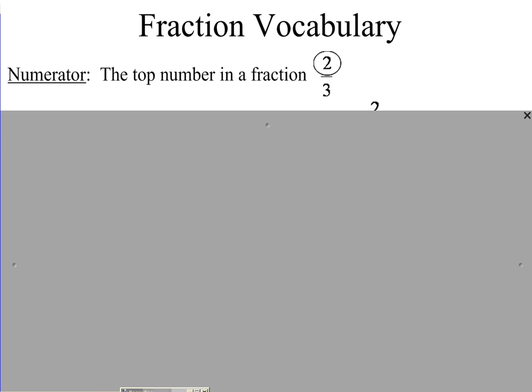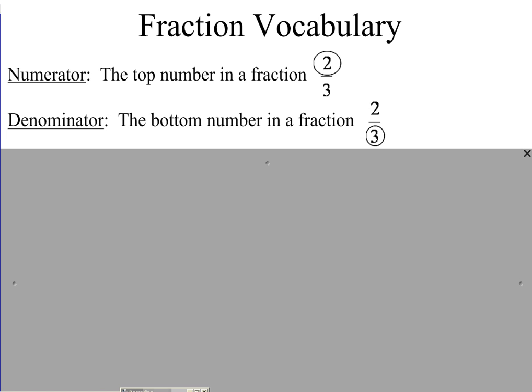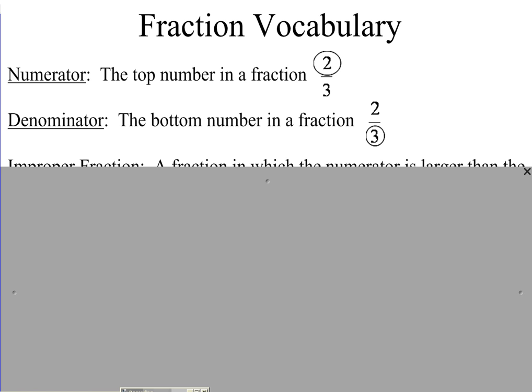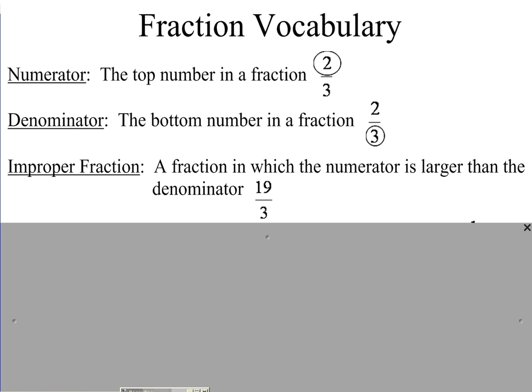So fraction vocabulary, the numerator is the top number in a fraction. In this case, the fraction 2/3, 2 represents the numerator of the fraction. In that same fraction, the denominator is the bottom number, in that case 3. So 2 is the numerator, 3 is the denominator. Numerator is the top number, denominator is the bottom number.